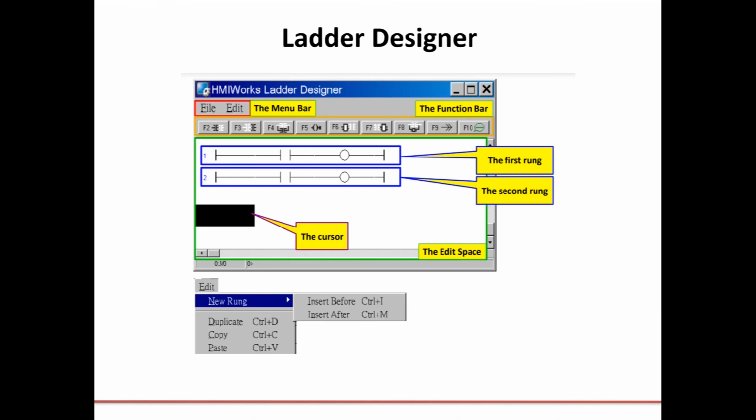Ladder Designer is a tool inside of HMIWorks that helps you program functions. Ladder Designer makes programming basic logic functions and even slightly more advanced functions very easy with its libraries and drag and drop menus. And the Ladder Designer consists of 3 parts: the menu bar, the function bar, and the edit space. The highlighted rectangle area is the cursor.